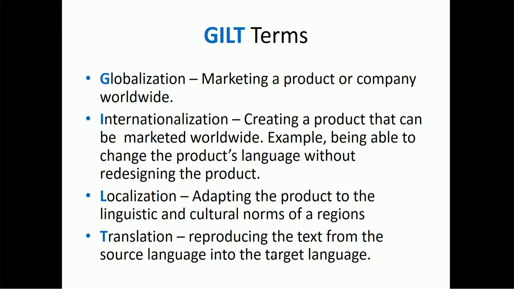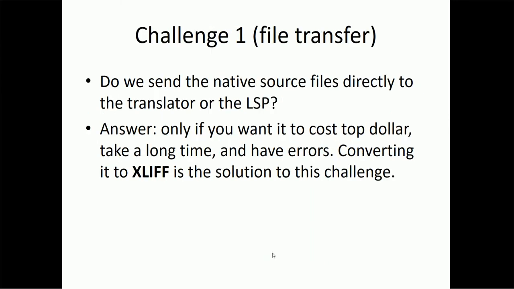So now let's talk about GILT. GILT is an acronym for Globalization, Internationalization, Localization, Translation. Globalization means marketing a product or a company worldwide. Internationalization means creating a product that can be marketed worldwide. Localization means adapting the product to the linguistic and cultural norms of the region, and translation is reproducing the text from a source language into a target language.